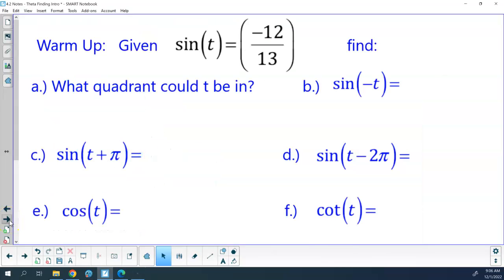Okay? So here is a good warm-up problem for you. Given the fact that the sine of t is equal to negative 12/13. So the sine of t is equal to negative 12/13. I want you to answer those 6 questions. Go for it.